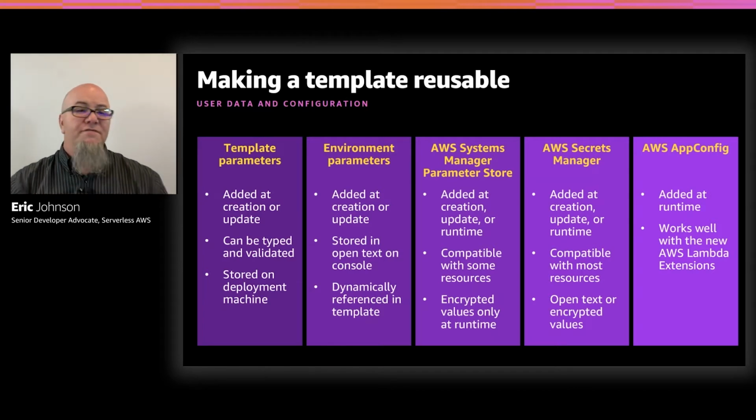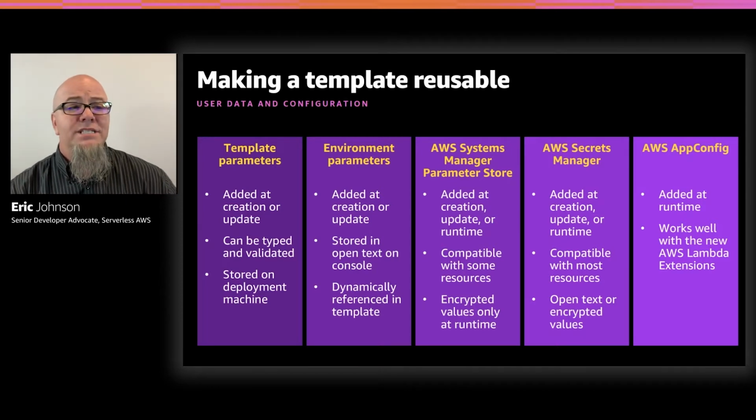The second is environment parameters. Also not for secrets. These are added at creation and update. They're stored in open text on the console. So understand that if 20 people have access to this account, they can go and see that in open text, right? So again, probably not where you want to store your secrets. They're dynamically referenced in the template. All right, so you can grab them through code, but you can't change them.